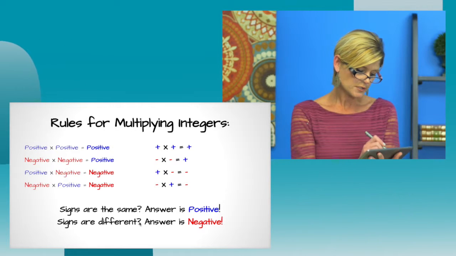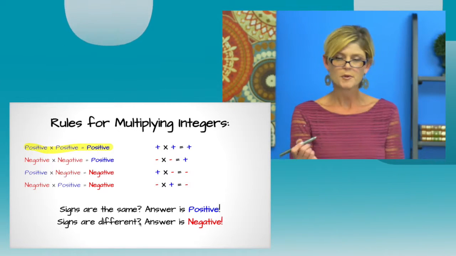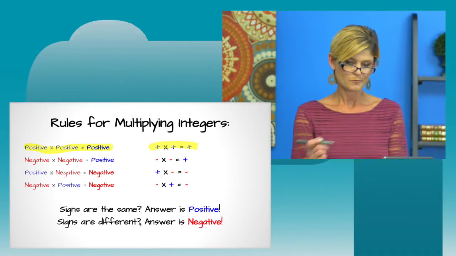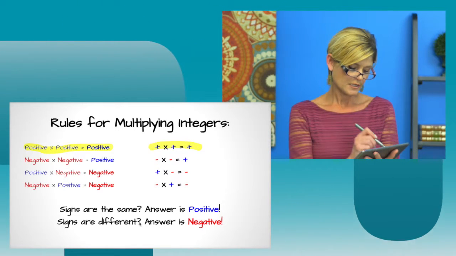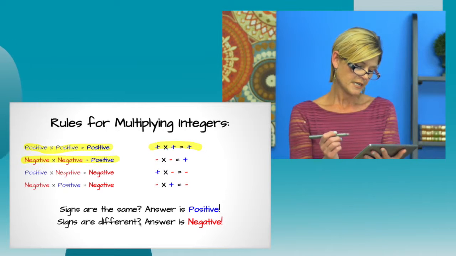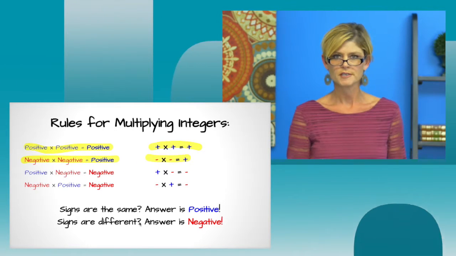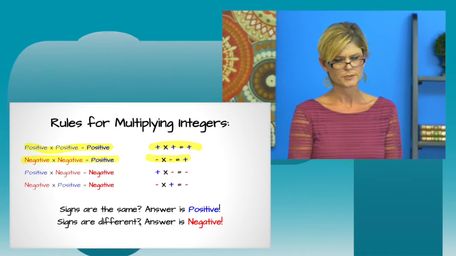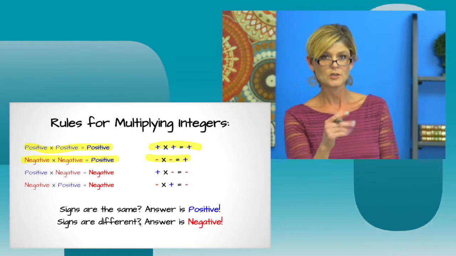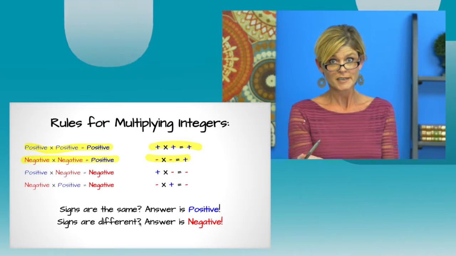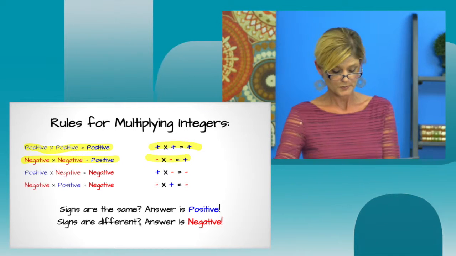Okay, so let's start with the simplest rule of all. A positive times a positive is a positive. Pretty simple. The next one, a negative times a negative is a positive. Now, that's pretty funny probably, because in your life you've probably heard someone say two negatives don't make a positive. Well, that's right in the real world. But in math, it actually does. Two negatives make a positive.